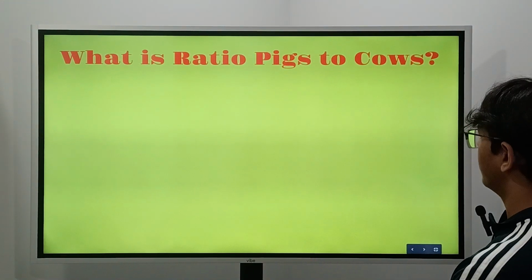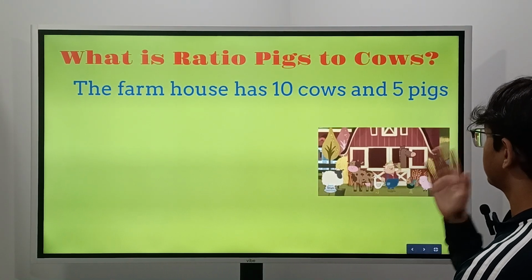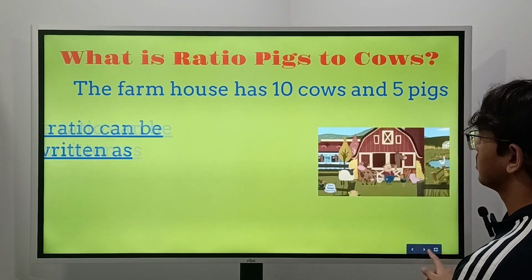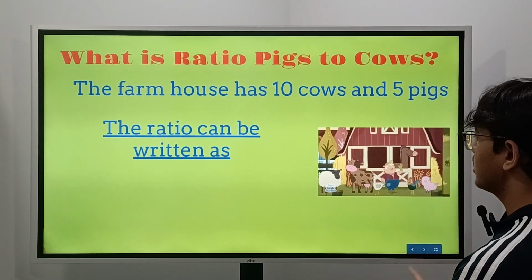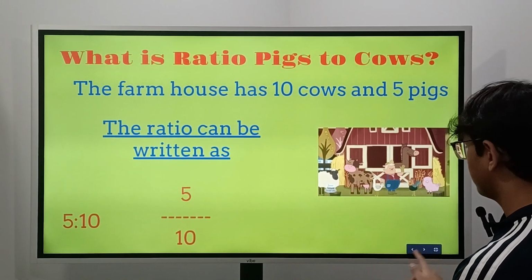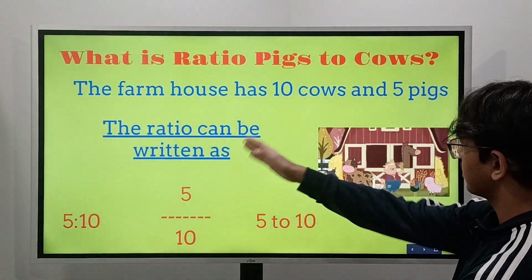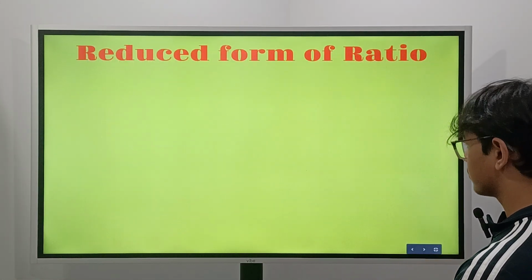So now, what is the ratio of pigs to cows? The farmhouse has 10 cows and 5 pigs. So the ratio can be written as either 5 to 10, 5 over 10, or 5 to 10. That's the ratio of pigs to cows.